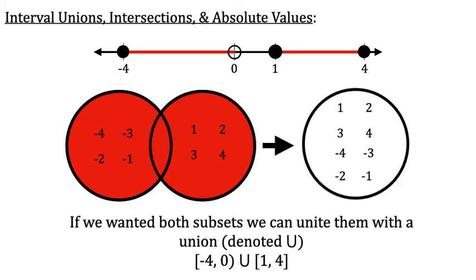This would give us all the values that are within these subsets, but none of the ones that are outside of them, such that we'd have minus 4, minus 3, minus 2, minus 1, 1, 2, 3, 4, and all of the rational numbers between those.